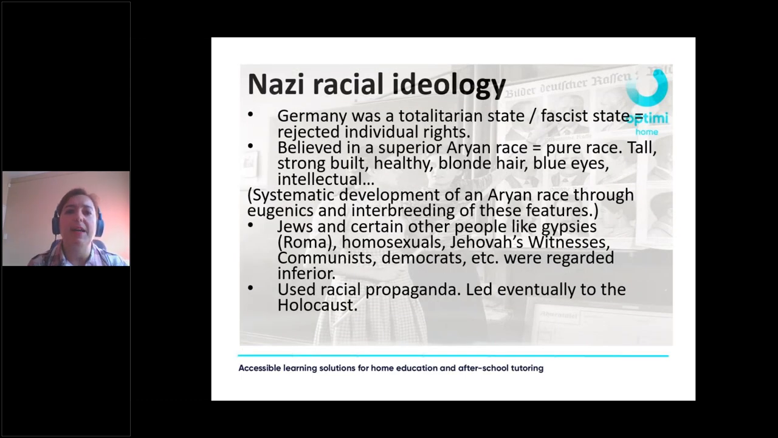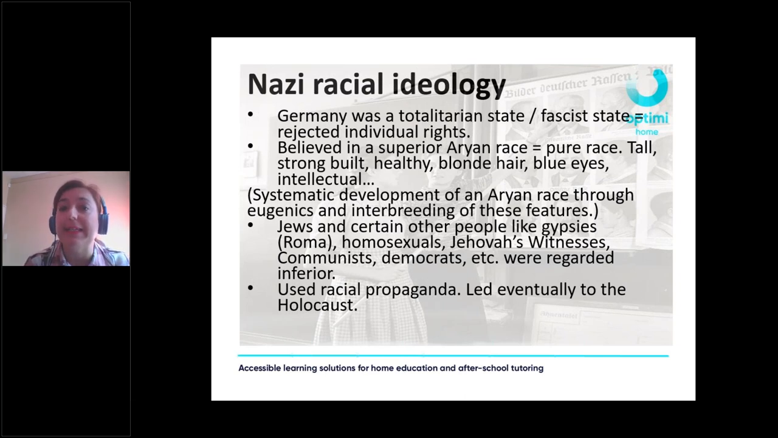Okay, now if we look at Nazi racial ideology. Now if you remember back to the grade 9 syllabus, you will remember that Germany was a totalitarian state under Adolf Hitler, who first made himself the Chancellor of Germany and then became the Führer of Germany, the ultimate leader of Germany. Now, obviously, Nazi Germany was a fascist state. Now, a fascist state is militaristic and anti-communist, there's only one leader, and that leader is the only leader that should be listened to. And it's a society based on fear.